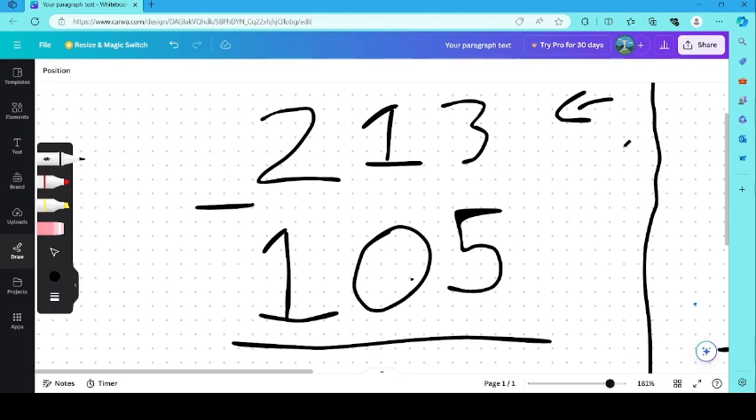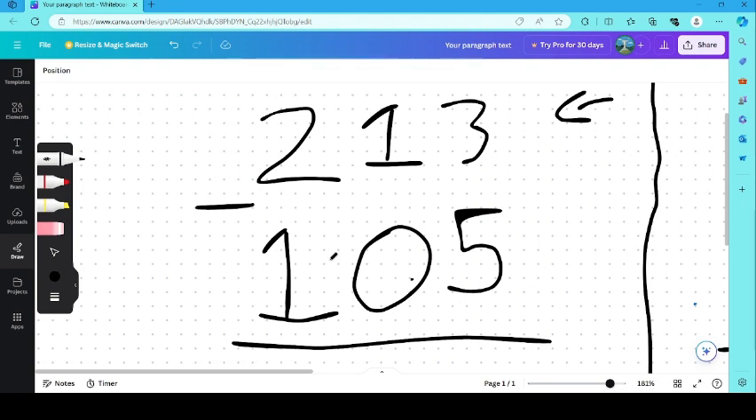Question 1 is 213 minus 105. In our ones place, we start off with 3 minus 5, and 3 minus 5 cannot go because our minuend is less than our subtrahend. Our minuend is 3 and our subtrahend is 5. So we head to our next door neighbor, which is our tens place, and we have 1 and 0.